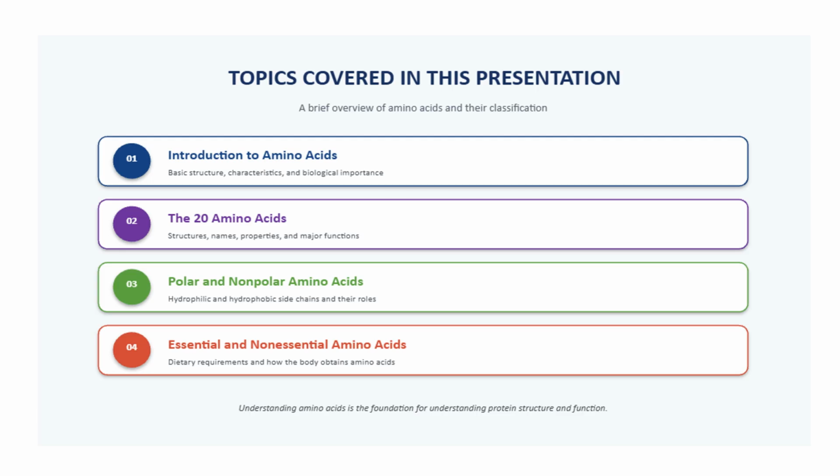The presentation then explains the differences between polar and nonpolar amino acids, focusing on their interaction with water and their importance in determining protein structure. Finally, it discusses essential and non-essential amino acids, explaining which amino acids must be obtained from the diet, and which can be synthesized by the body in sufficient amounts. Overall, these topics provide a strong foundation for understanding amino acid properties, protein structure, and biological function.